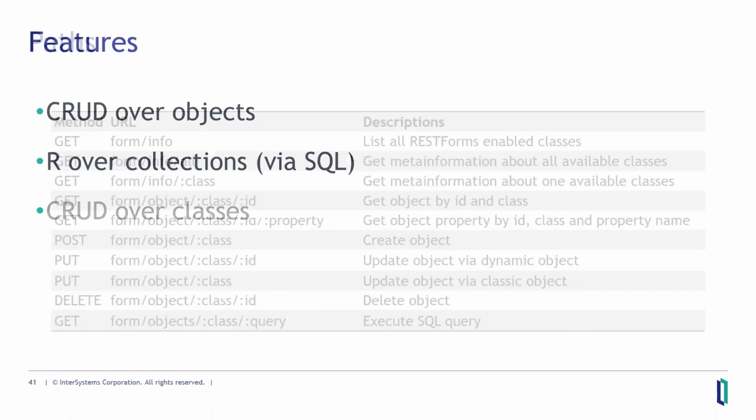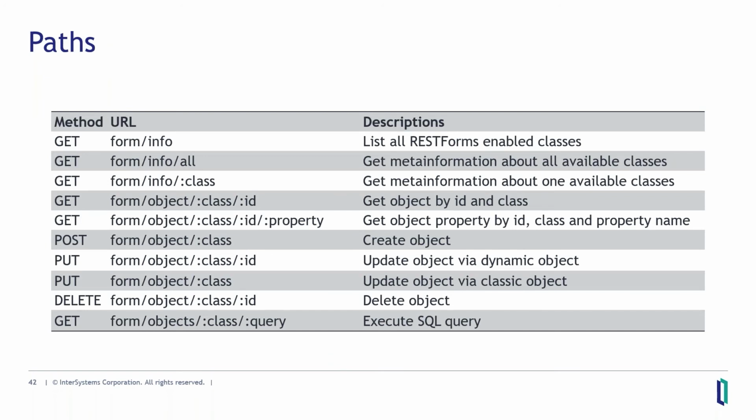Okay, let's see how it works. And it all works via 10 paths. As you can see, there is information. First of all, you can get information about all REST Forms enabled classes, some meta information about one class, all classes. We can get an object by ID and by class. Also, we can modify an object and execute queries. The important part here is it doesn't matter how many different classes we have. Do we have 3 classes or 100? These 10 methods work for everything because they're generalized.